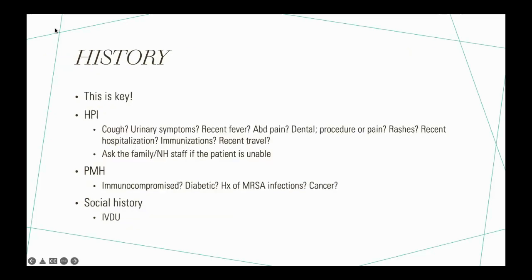Now moving on to the history, this is going to be extremely important. This is what we're going to gather from the patient out in the field. So the history of present illness, what's going on? Is there cough, urinary symptoms? Have they had a fever? Have they been sick recently? Have they had a dental procedure, recent travel? Are they immunized? And the big thing is to ask the family and nursing home staff if the patient is unable.